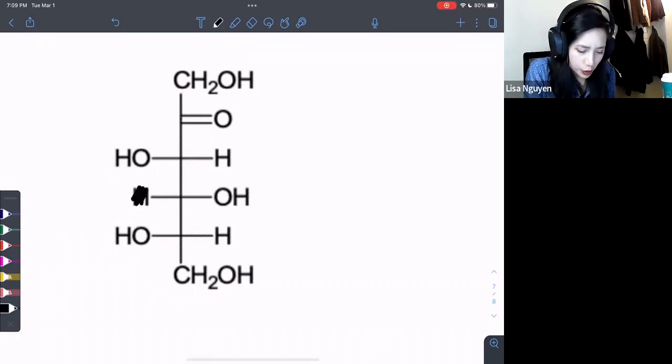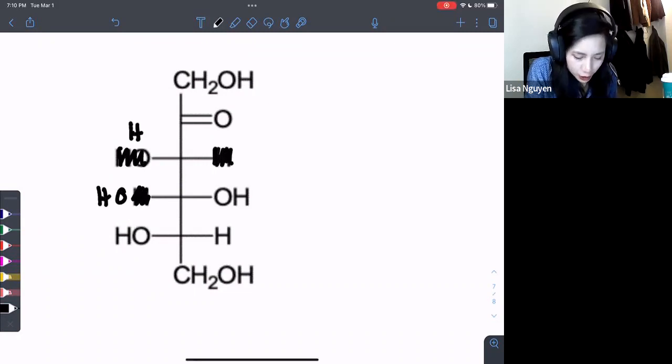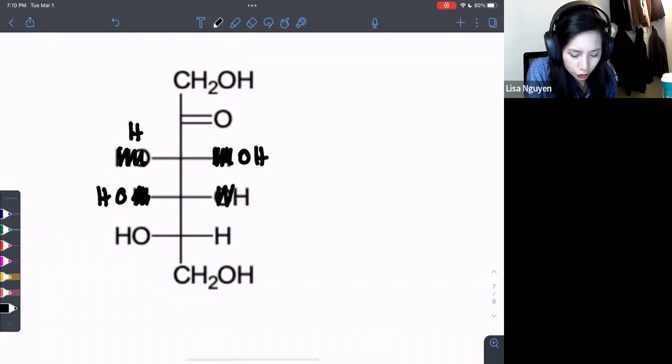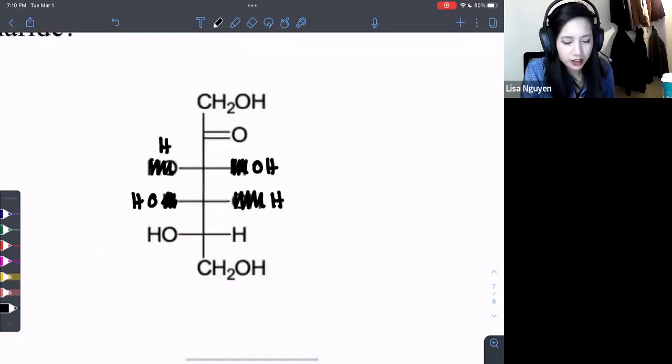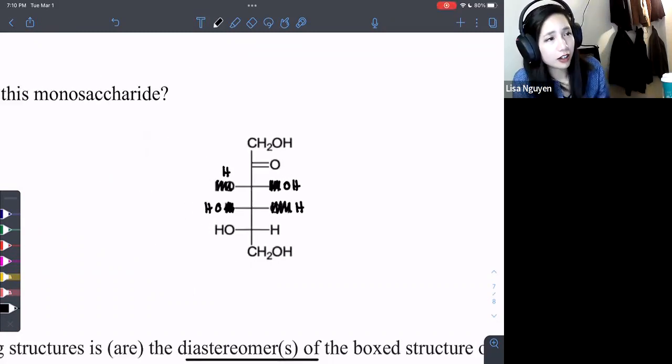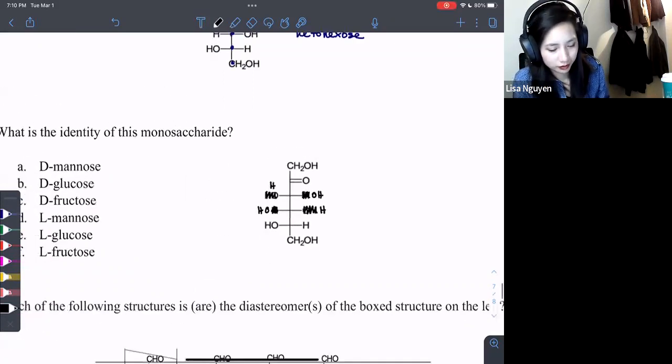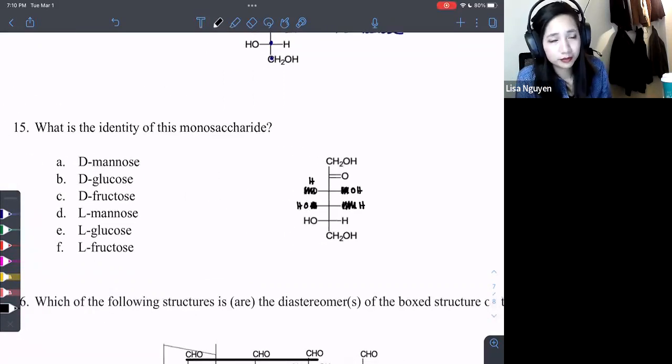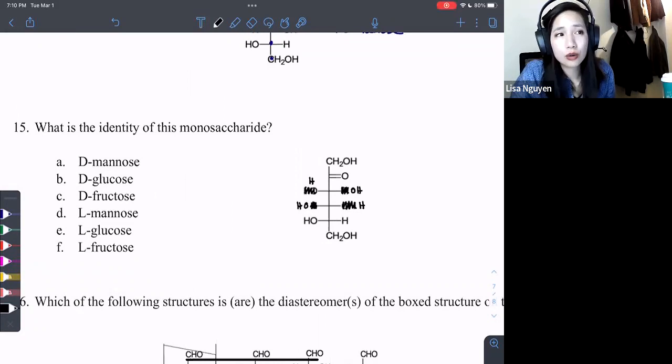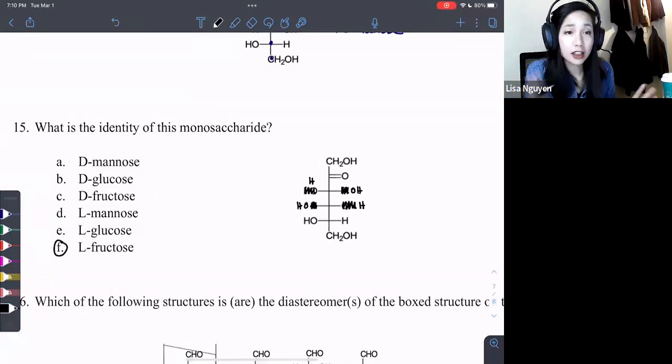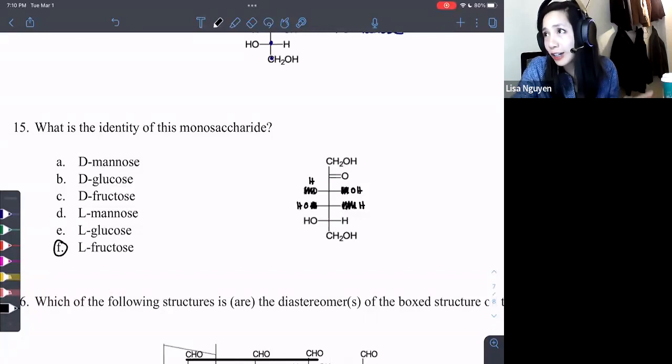Okay, so this group is supposed to be an OH. This one is supposed to be a hydrogen. This one is supposed to be an OH. Sorry, all of these groups are flipped. That's what it's supposed to be. I'm sorry, I should have been more careful about this. So this is L-fructose. That's what I was supposed to get you to say.